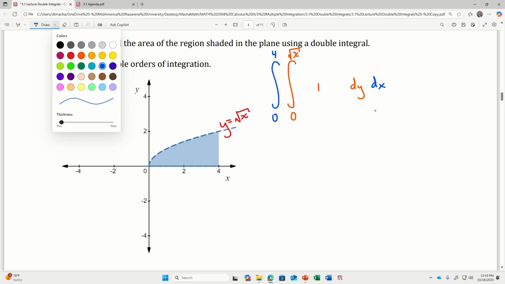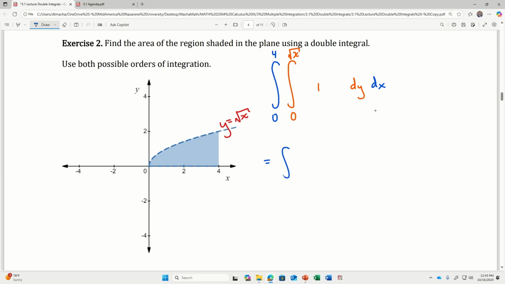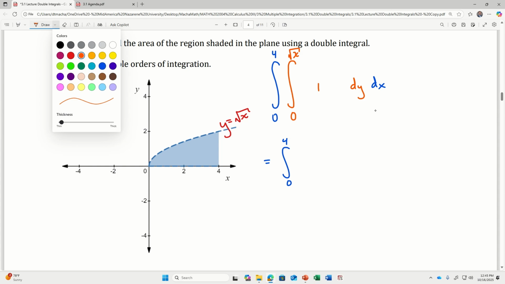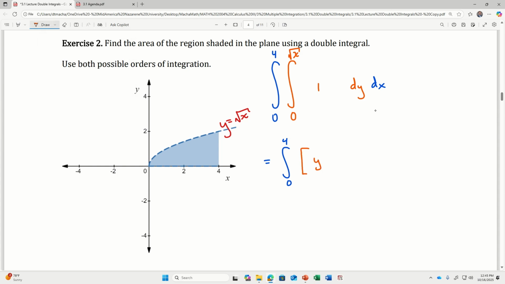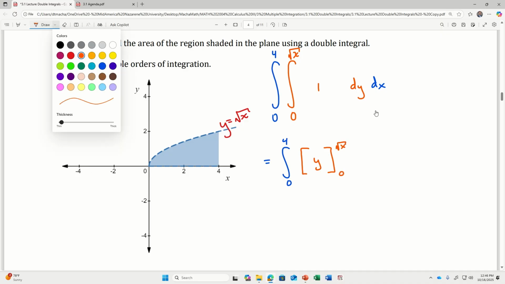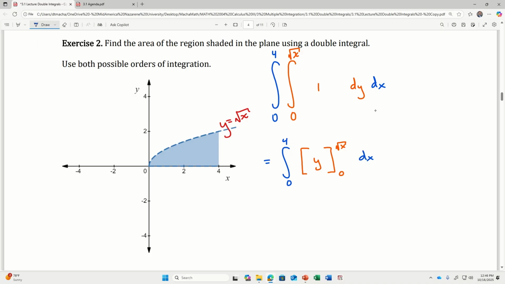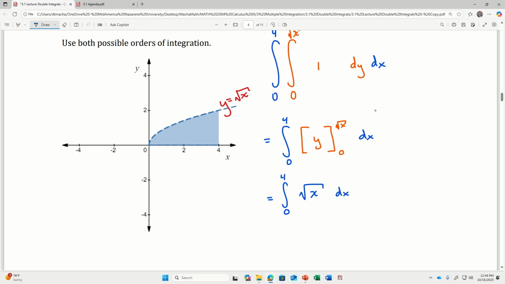So let's do this real quick. What's the antiderivative of 1? Y. And that's going to be from 0 to square root of x. And then we would plug in square root of x and plug in 0. And this is how you'd be familiar with working the problem from Calculus 1: you would say, I'm going to take the integral from 0 to 4 of square root of x to get the area under the curve.